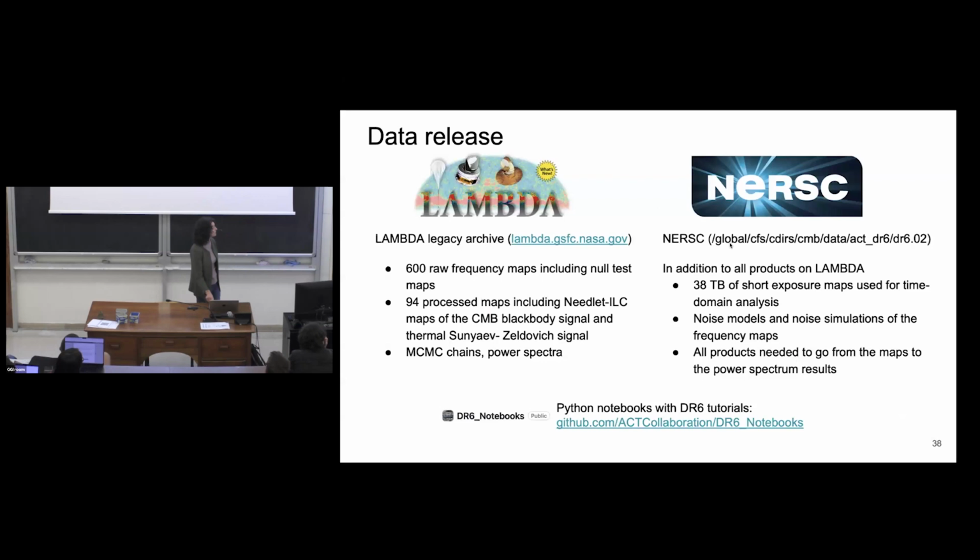Okay, so the data are publicly available on LAMBDA and on NERSC, accompanied with all of the data products, all of the analysis outputs in terms of MCMC chains and power spectra. There is a list of notebooks that allow you to go through the observations and the analysis to reproduce it, and then make your own and build on that. And I encourage everyone to look at it and to use these observations.